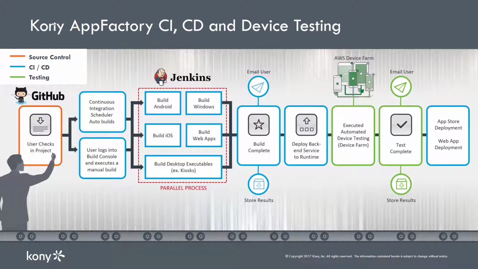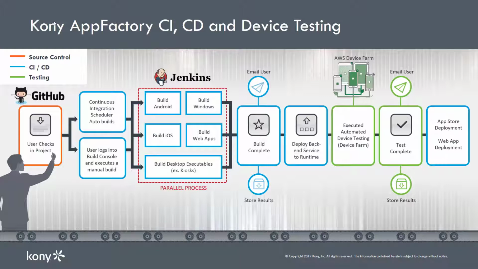This diagram illustrates the processes and tooling behind the App Factory. The App Factory uses proven best-of-breed solutions such as GitHub for source control, Jenkins for build management, and the AWS Device Farm for testing across Android, iOS, Windows, and desktop apps.